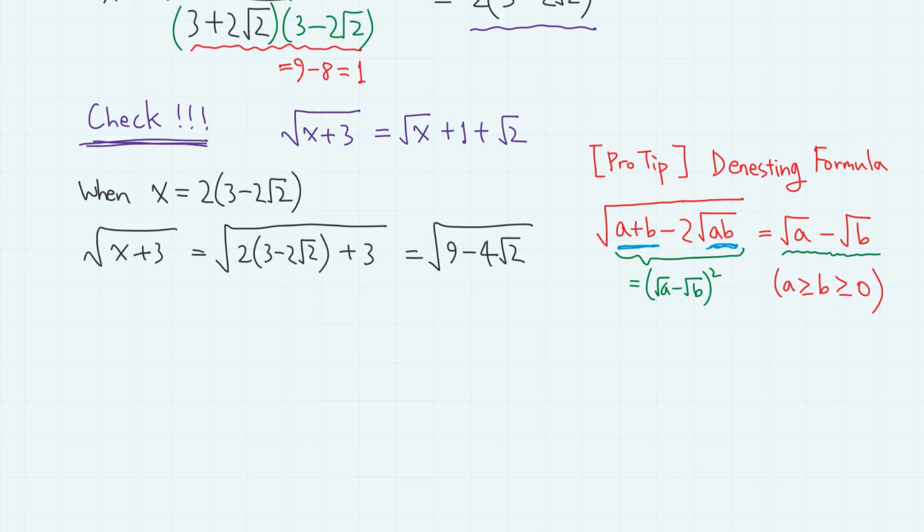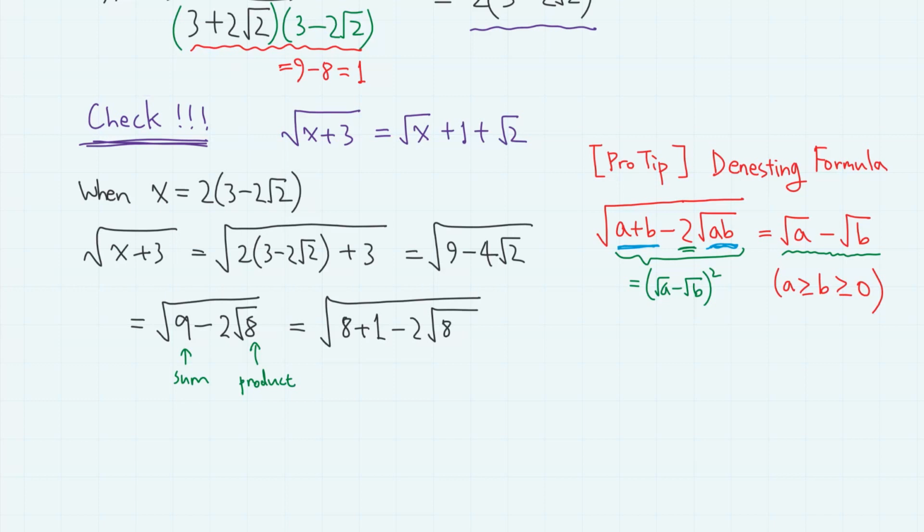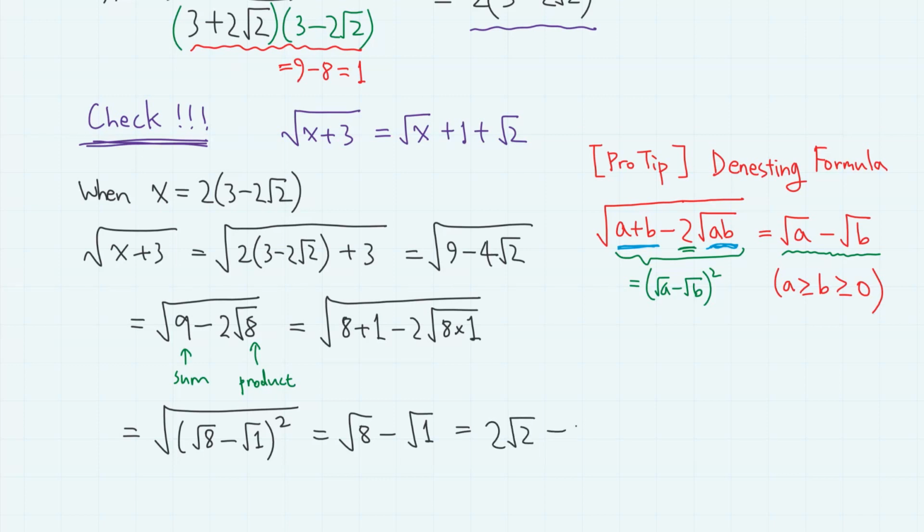In order to apply this formula, we have to have 2 here. So let us change this 4 square root of 2 into 2 square root of 8. So we have to find two numbers whose sum is 9 and product is 8. And it is not difficult to find that 9 is 8 plus 1 and 8 is 8 times 1. So we have (square root of 8 minus square root of 1) squared. So we have square root of 8 minus square root of 1, which is 2 square root of 2 minus 1. This is the left-hand side.